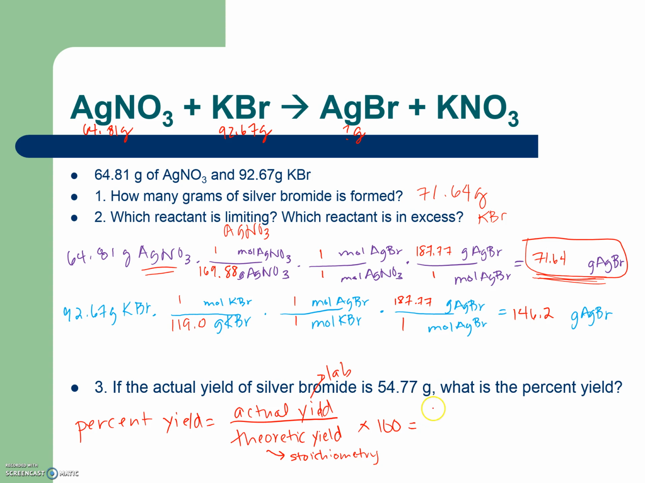So this told us the actual yield is 54.77 grams. The theoretical yield is what we got in the problem, which is the 71.64 grams. And we multiply that by 100. And so it tells us that our percent yield is 76.45%. And that's the last new thing for this unit.